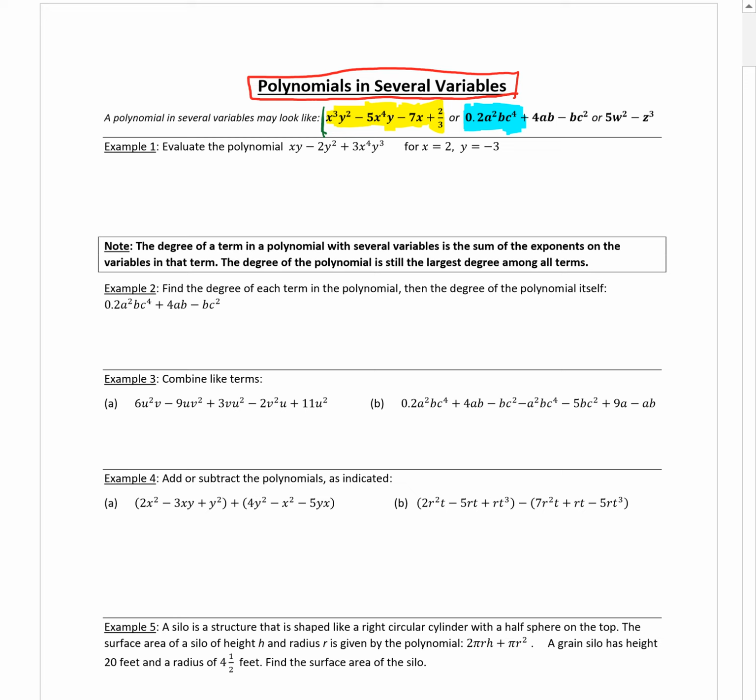You notice you have 0.2 a squared b c to the fourth. That's one big old term. And it's all one term because all four of those things are multiplied together: the 0.2, the a, the b, the c. You're only done with one term when you see a plus or a minus. So notice now I see a plus. That means the next term starts, 4ab. And I know that's the end of that term because here comes a subtraction sign. And then the last term is bc squared.